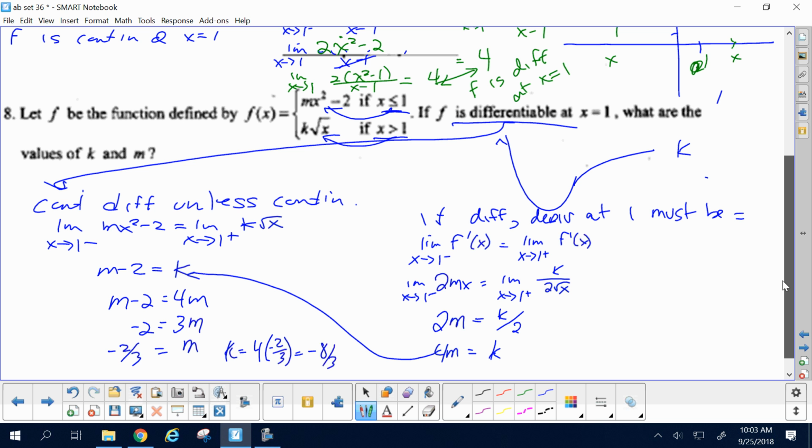All right. So, in a case like this where it doesn't say justify or use the definition of the derivative, then I could just say the functions need to meet, the derivatives need to meet. Cool? Okay.